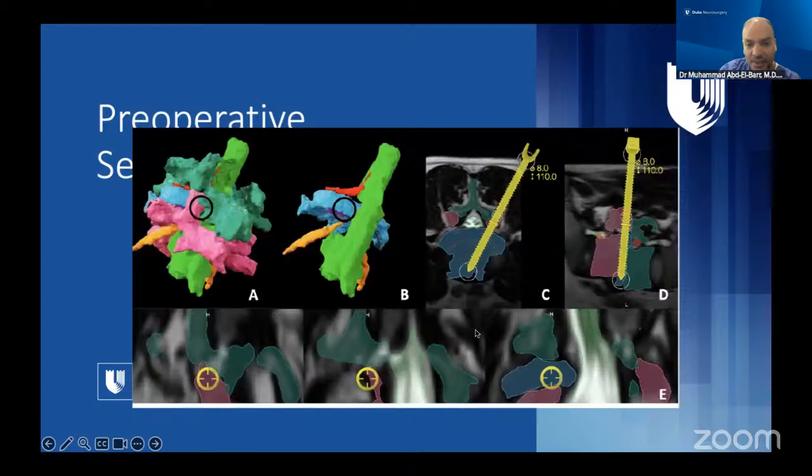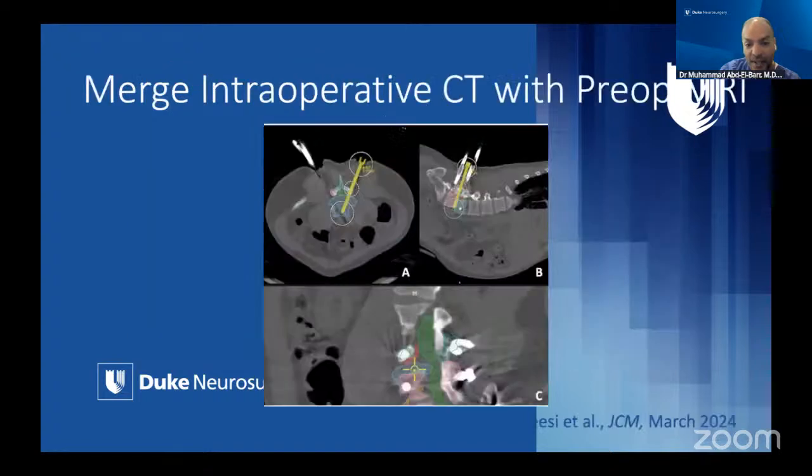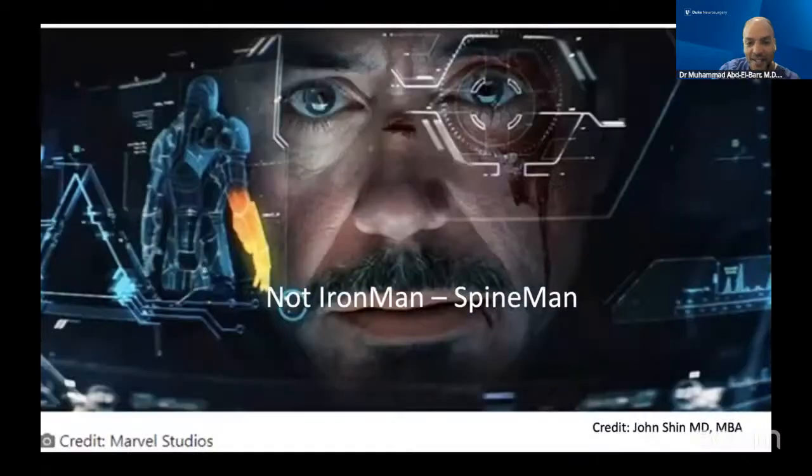So what we did is we used our preoperative software. We make a trajectory to avoid the traversing and exiting nerve root. We put in the screws using software that we've looked at to decrease the radiation. And then it's my standard operating procedure after putting screws to get a CT scan to make sure all the screws are good. So we got a CT scan, and then we merge it with the preoperative MRI, and then we can look at our trajectory. And now we're overlaying the MRI to the operative field. Kind of like Iron Man, but now we're Spine Man.